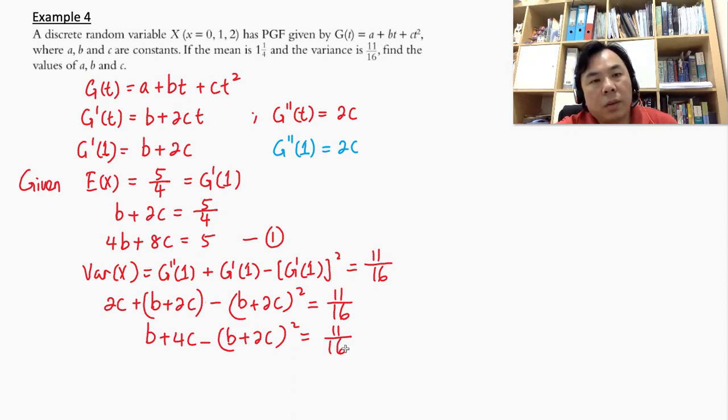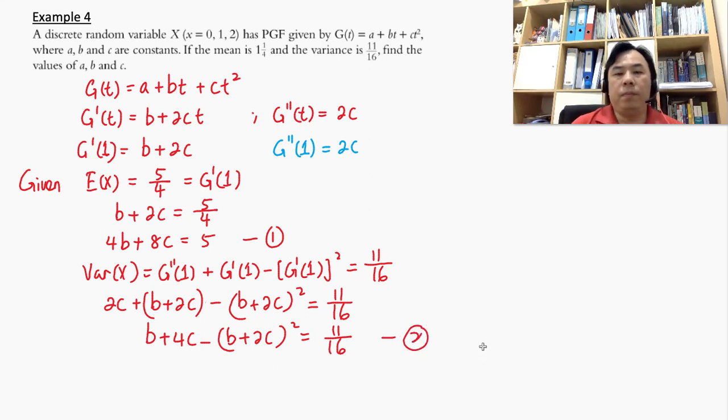Just let me check for a while in case I miss out something. My second derivative is there, so it's 2c. It is the square of the first derivative. All right, there you have it. Now that will be my second equation.